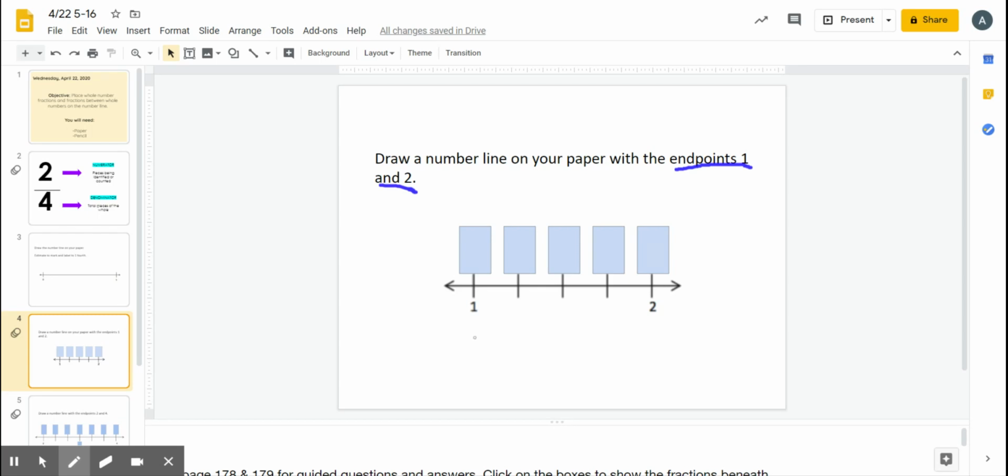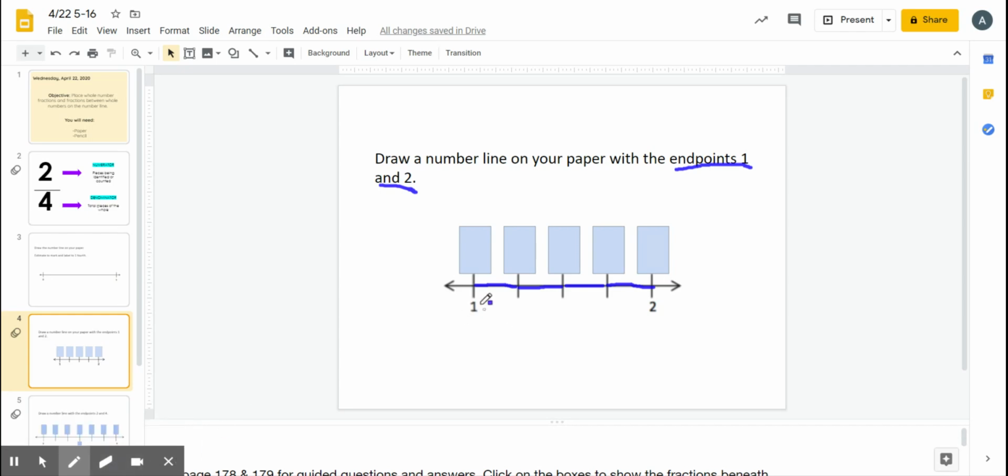So let's first find out how many pieces our number line is broken into in order to find our denominator. So here we have 1, 2, 3, 4 pieces in our number line. So be careful, we're not counting the lines, we're counting the spaces in between. So from here to here is 1, from here to here is 2, from here to here is 3, and from here to here is 4. So we have 4 spaces in between our lines. So our denominator is 4.